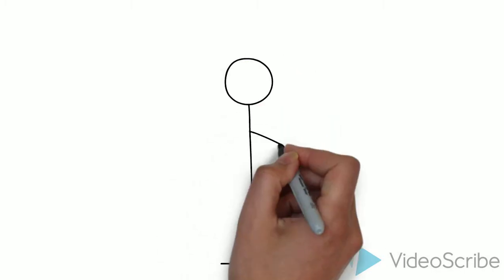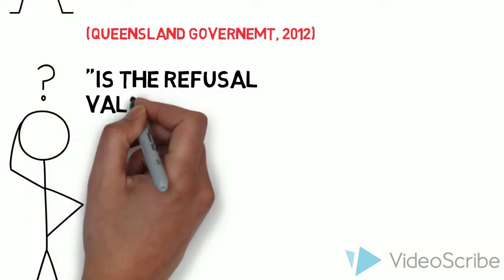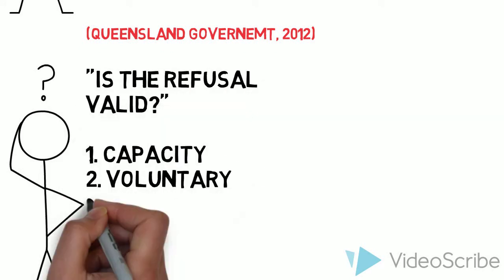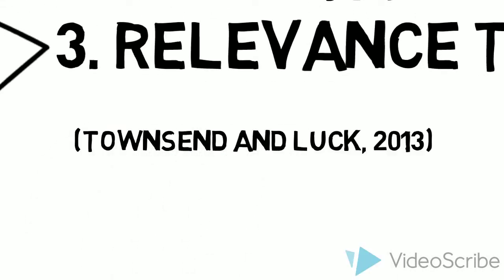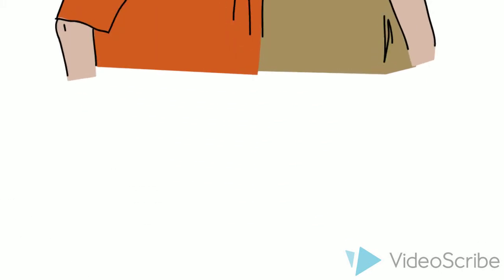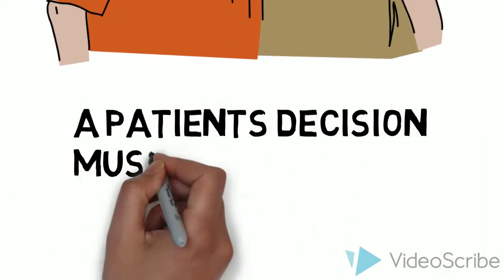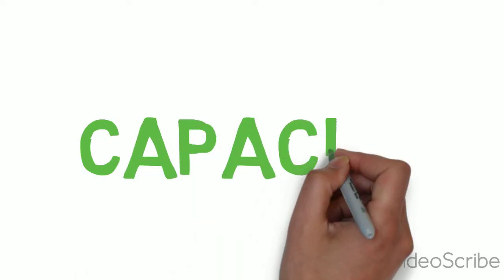Townsend and Lark discuss that there are three elements to a valid refusal: capacity, voluntary, and relevance to the situation. Once it has been determined that a patient has capacity, the decision they make is to be ultimately their own. Whilst patients will look to their family and friends for advice and support, it is important that the decision they make is theirs and not made to appease another individual.